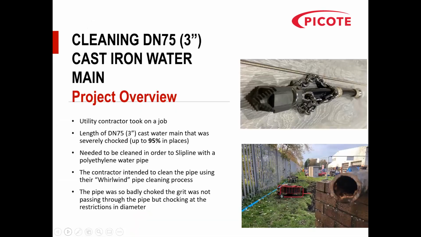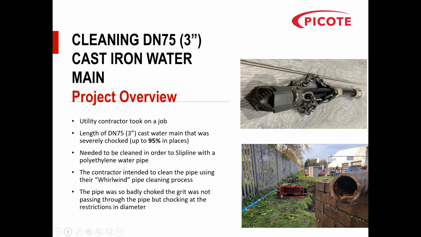These machines are not just used for sewers. We've started now using them for cleaning water mains, pipe to pipe rehabilitation. So here's a good example. It was a 3-inch diameter water main. A utility contractor took the job on. It was choked with tuberculation in some parts up to 95%. They needed to clean the pipe in order to slip line it with a PE pipe.